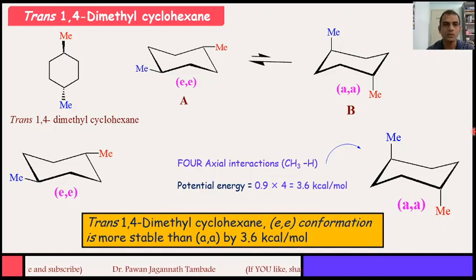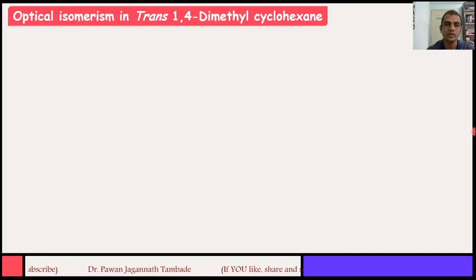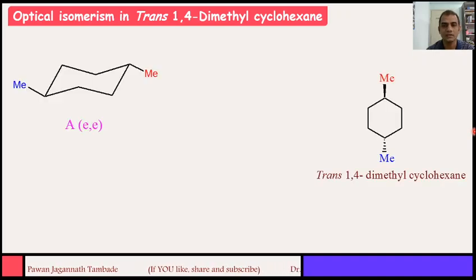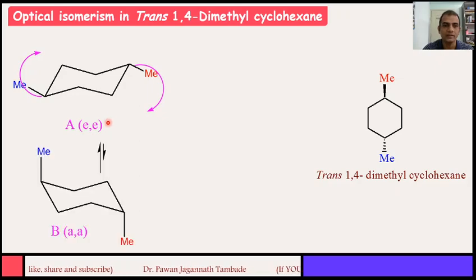Now we will move towards optical isomerism in trans 1,4-dimethyl cyclohexane. Again, this is our trans 1,4-dimethyl cyclohexane having this type of chair conformation. This is EE, which is the most stable conformation of trans 1,4-dimethyl cyclohexane. When we flip this ring in this fashion, we get this conformer which is AA, in which both the methyl groups are present at axial positions, and this is highly unstable.